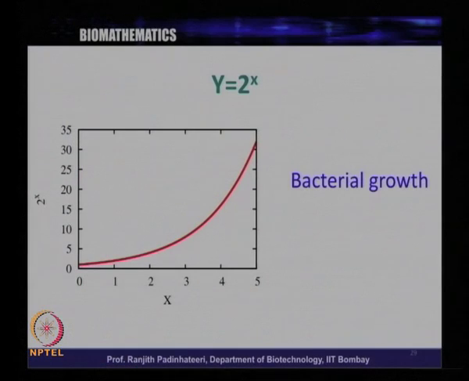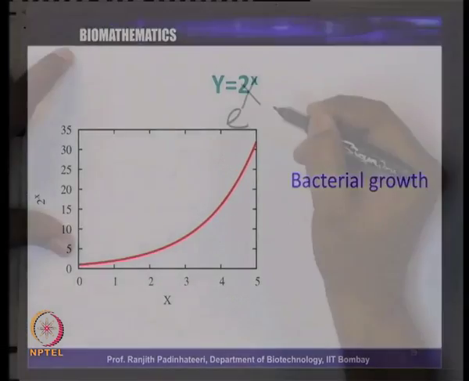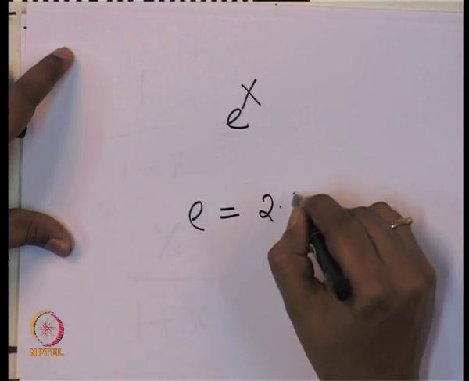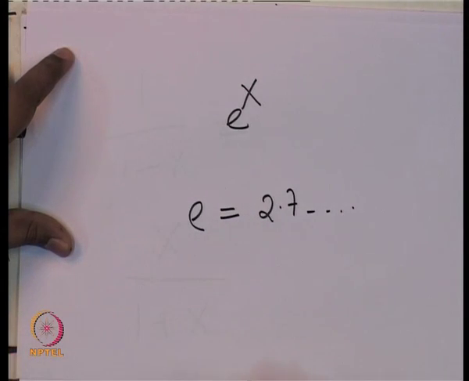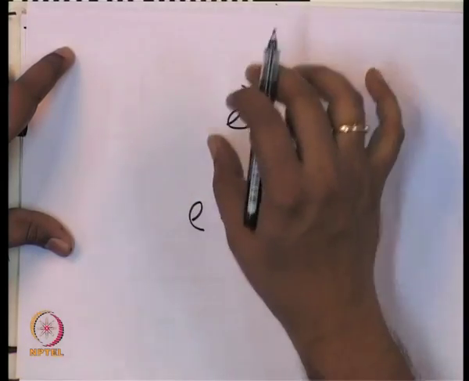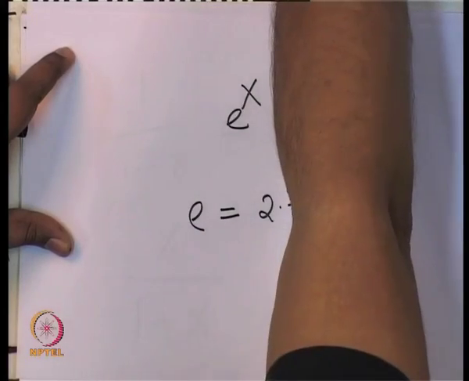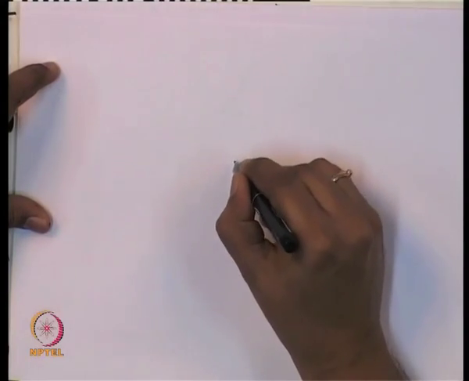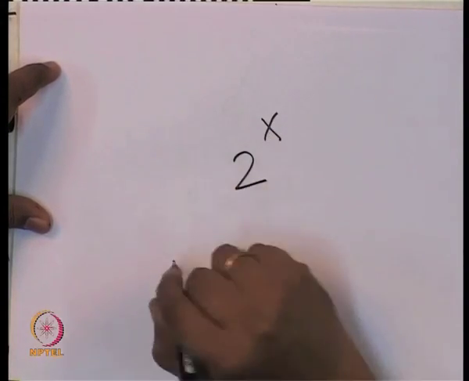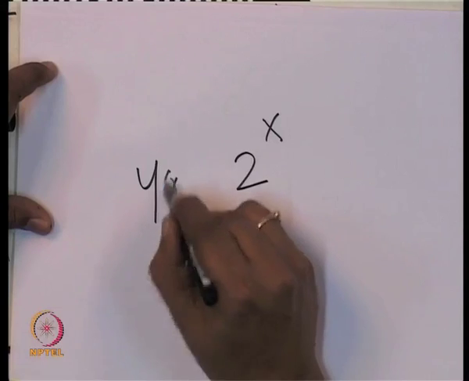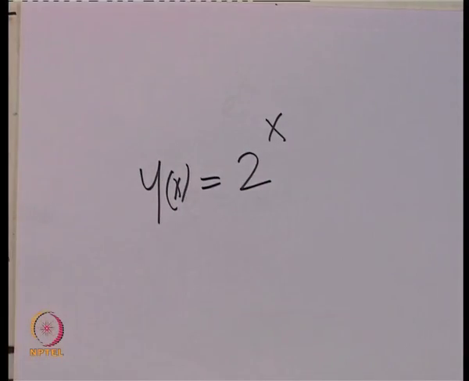So, let us have a look at a function called 2 power x. What we have seen so far is e power x. When we saw that, we said that e is some number, 2.7 something. So, e is a number, and this number power x is a function that we saw. Now, let us have a look at another function. If you can have a number power x, you could imagine something like 2 power x. 2 is a number and 2 power x. So, this is a function. So, y of x is equal to 2 power x. Let us have a look at this function.